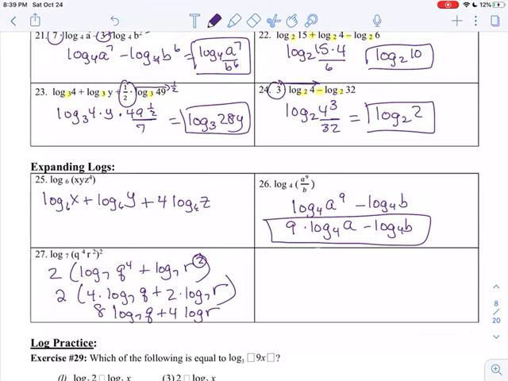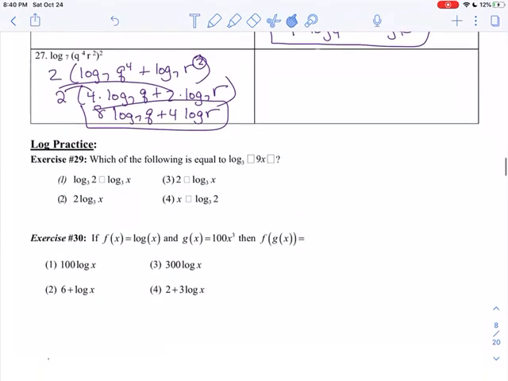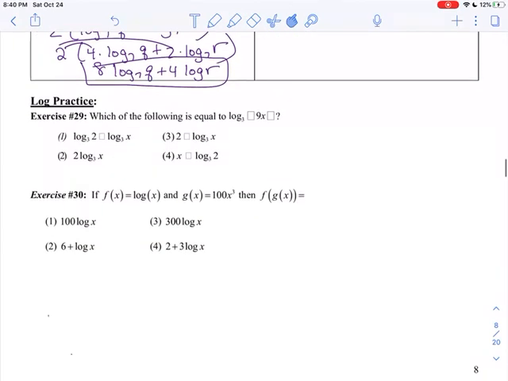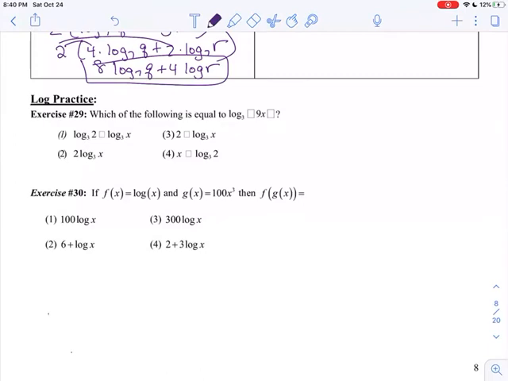And then when I multiply that, I would have 8 log base 7 of q plus 4 log base 7 of r, because I'm distributing that 2 to everything inside. So that was a tougher one. All right, let's look at some multiple choice.